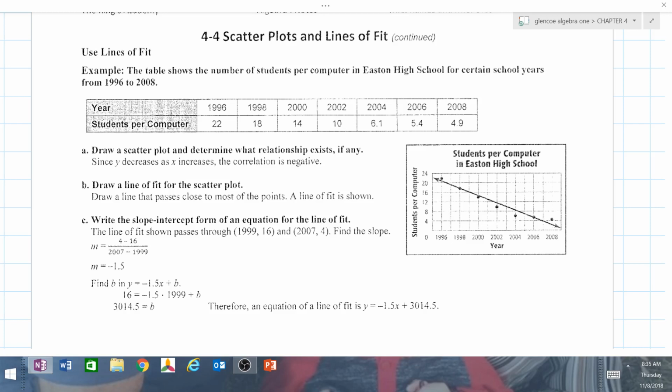This example shows a table and the number of students that shared a computer in Easton High School for certain school years from 1996 to 2008. So in 1996, there weren't many computers in the schools. There were 22 students per computer. In 1998, is that 18? In 2002, 10. In 2004, about 6. In 2006, about 5. And in 2008, about 4.